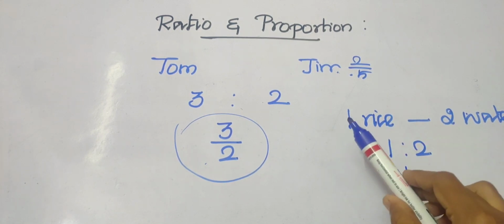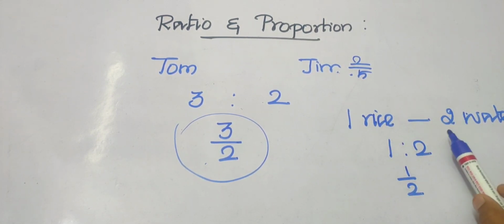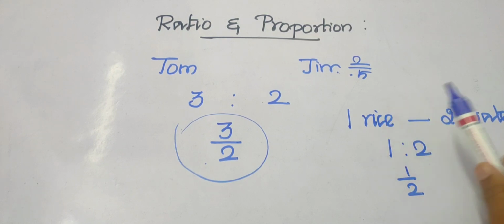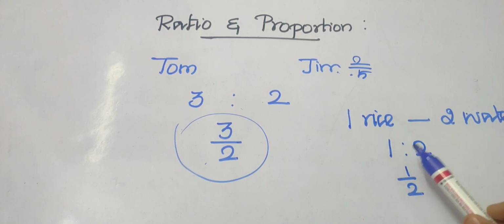So if she had taken 1 cup of rice and poured 2 cups of water, we can call it a ratio, that is 1:2. We can also write it as 1/2, children. And let us see about proportion.